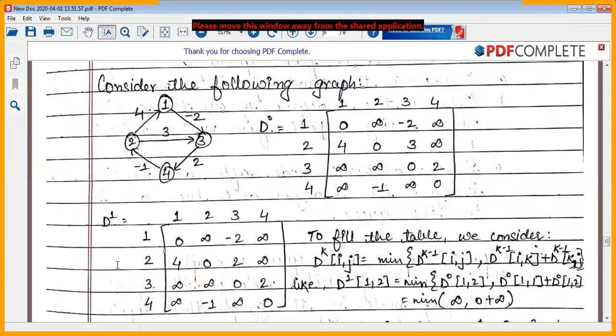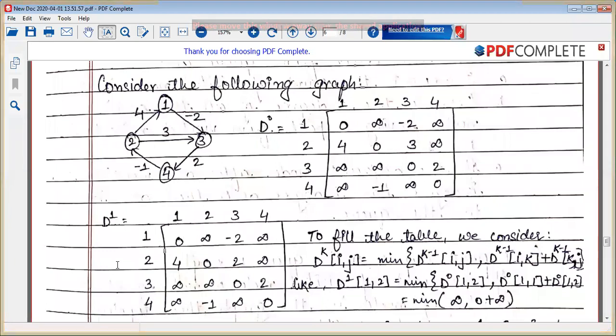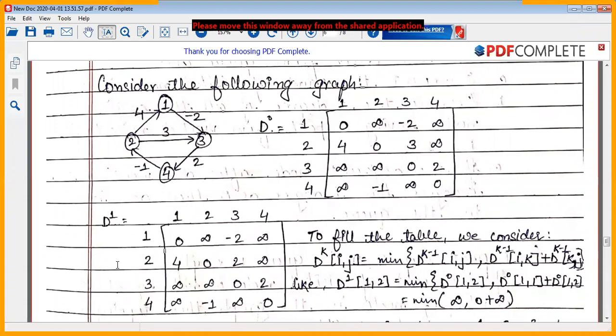Similarly, check for 2, 4. So from table D0, 2, 4 was infinity. Break this path of 2, 4 by considering 1 as an intermediate node. So path from 2 to 1 and then from 1 to 4. So path from 2 to 1 is 4 from D0 and path from 1 to 4 is infinity. So infinity plus 4 will give you infinity, and therefore the minimum of infinity and infinity will remain infinity.